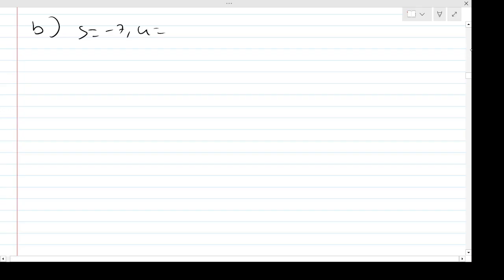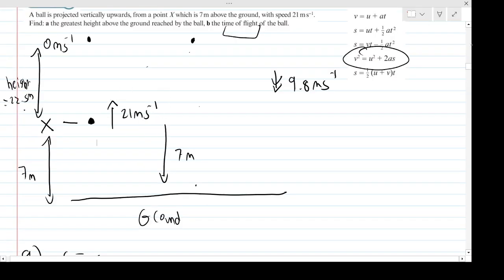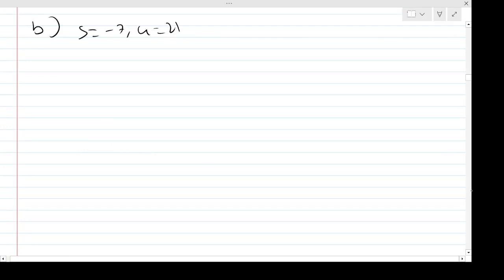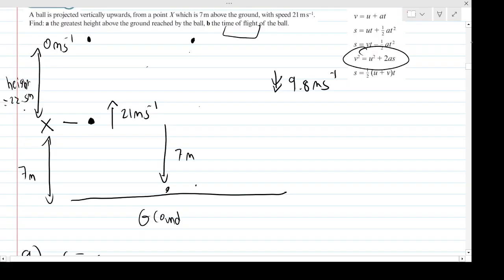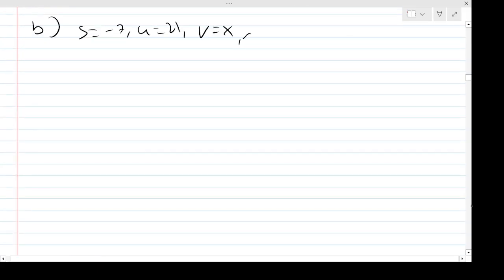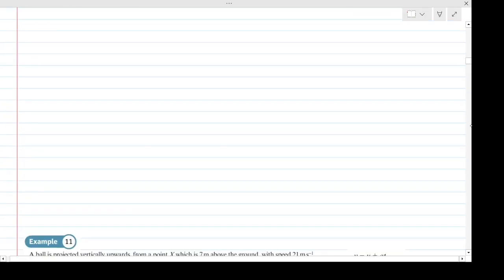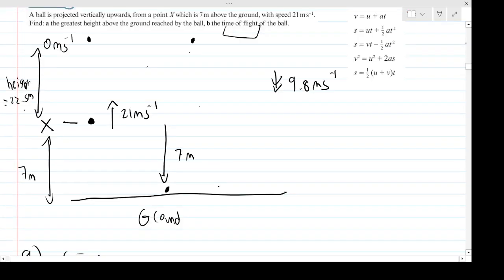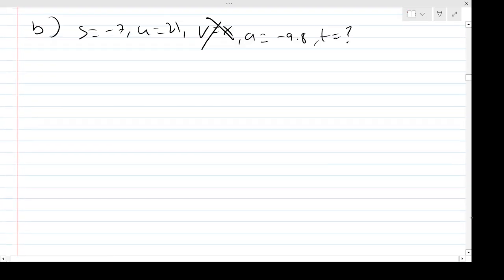U, again, the initial velocity is 21. V, I don't really care about. When it hits the ground, what speed would it be? I don't really care about that. And the acceleration again is -9.8 because it's gravity, working downwards in the negative direction. And T is what I want to work out. So which formula does not include V? Well, it's this one: S is ut plus a half at squared, right?